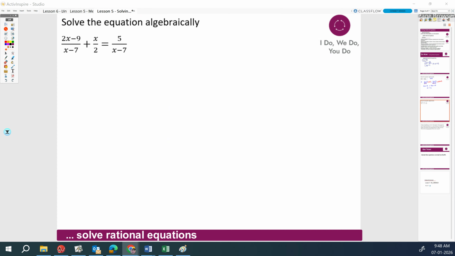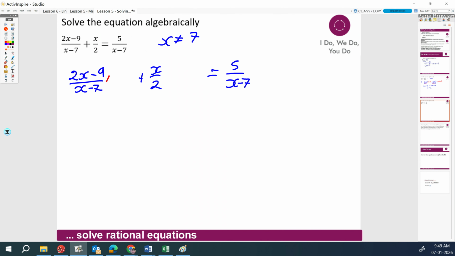Okay, so we start off by identifying our excluded values, and our first excluded value is x is not equal to 7. Then we're going to multiply through by a lowest common denominator. We can identify our lowest common denominator as the product of all the unique factors found in the denominators. In this case, it's going to be 2(x - 7). So we're going to multiply every term by 2(x - 7).